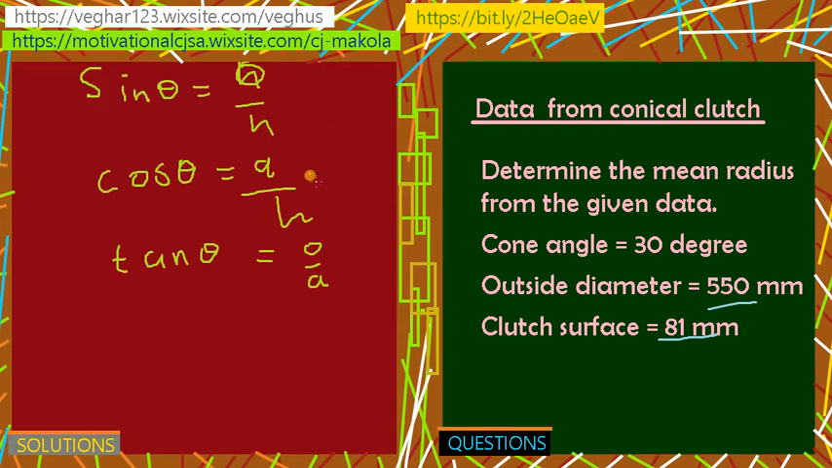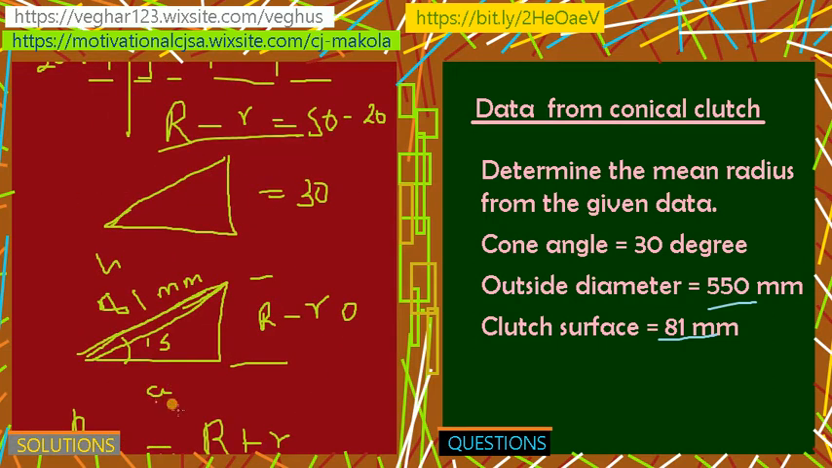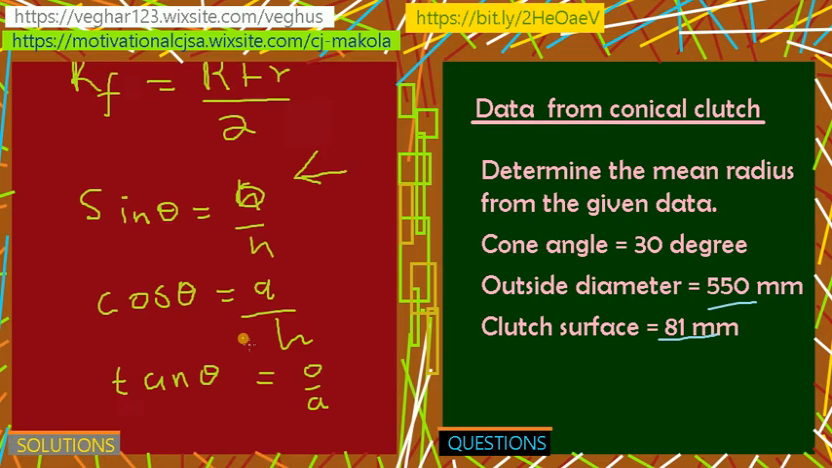And then this one has opposite and adjacent. We don't have a value for the adjacent. So we'll use this equation to find the value of r.